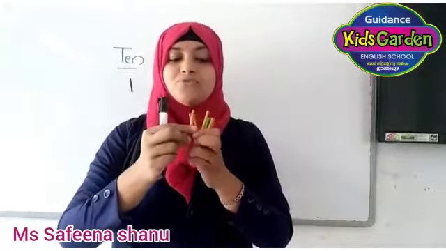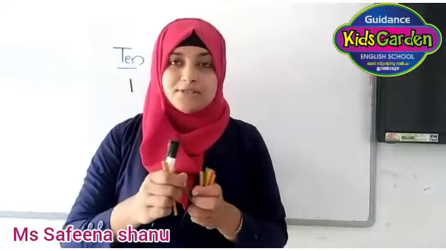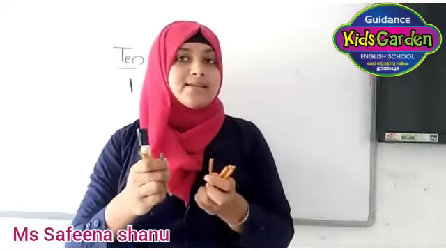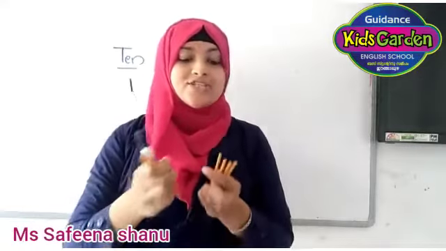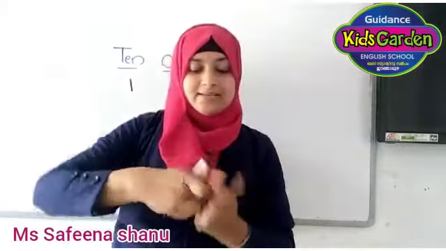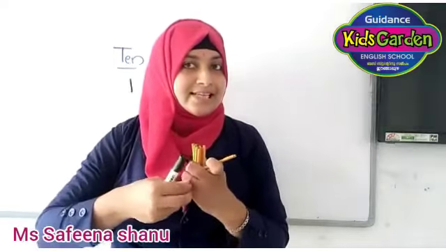1, 1 plus 1, 2, 2 plus 1, 3, 3 plus 1, 4, 4 plus 1, 5, 5 plus 1, 6, 6 plus 1, 7, 7 plus 1, 8, 8 plus 1, 9, 9 plus 1, 10. 10 ones is equal to 1 ten.